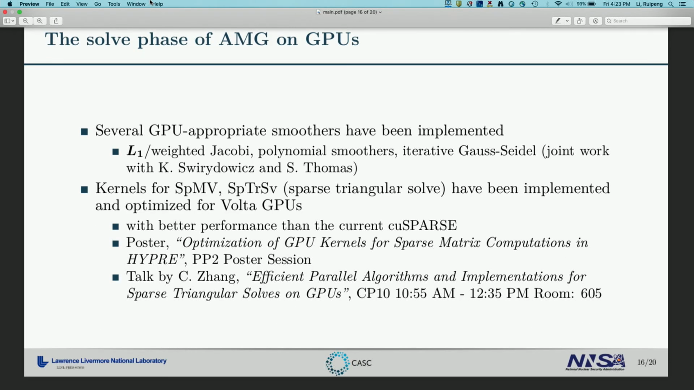In the solve phase, we have been studying kernels like MatVec and triangular solve. We have a poster, and there was a talk earlier this morning at this conference about our effort on optimizing these kernels.